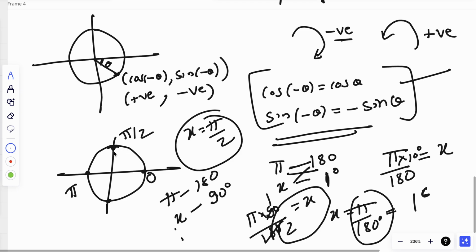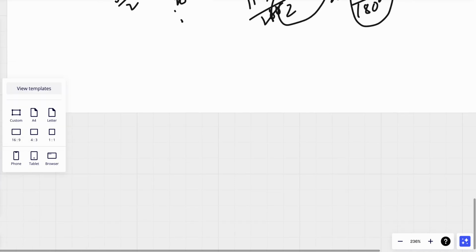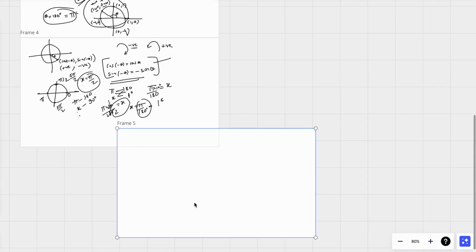This is like 0 to pi by 2, then again pi by 2, then again pi by 2. So this is 3 pi by 2. Then this is 0 again, pi by 2, this is 5 pi by 2. So you can consider that every quarter you move, you add pi by 2 to it. Got it?